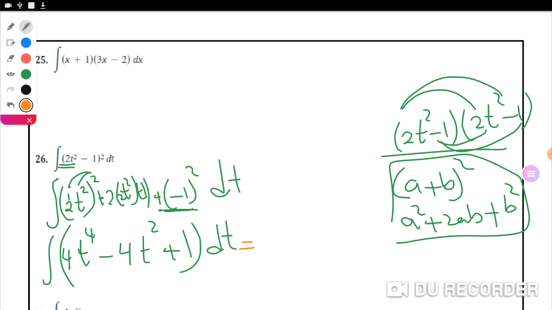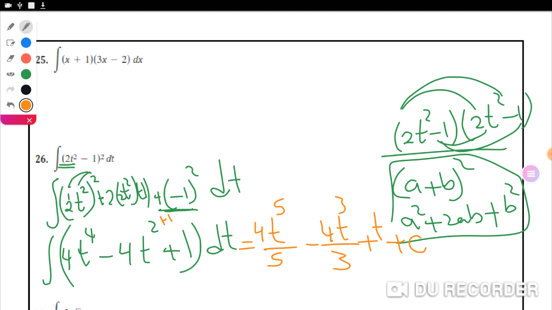Some of you can apply the rule. Some of you would like to expand by multiplying the bracket by itself. Okay, how to integrate? 4t to the power 5 over 5, minus 4t to power 3 over 3, plus t. Add 1 to the exponent, then divide. Don't forget plus constant. That is the indefinite integration of the given function.